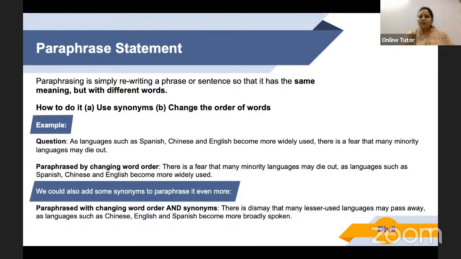So what are we doing in both the cases? We are reframing sentences to paraphrase the question statement. And this new statement in turn becomes the first statement of our introductory paragraph. All right, so this is the way we'll begin our IELTS writing task 2.